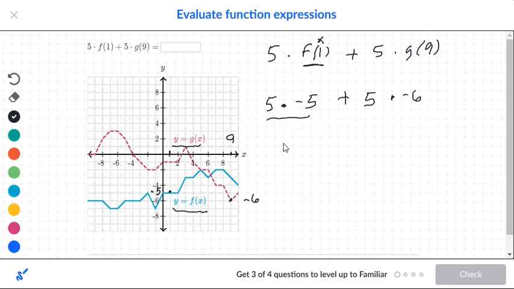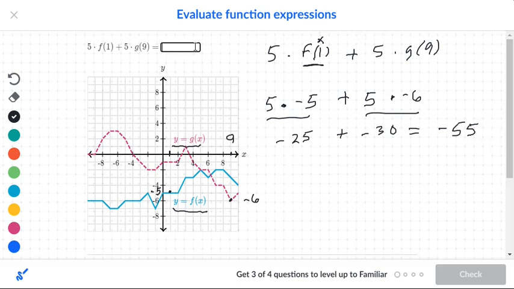So multiply these two numbers. I'm going to get a negative 25. I'm going to multiply these two numbers here, so I'm going to get a negative 30. Now what I'm going to do is add these together. So that's going to give me a negative 55. So negative 55 should be my overall answer.